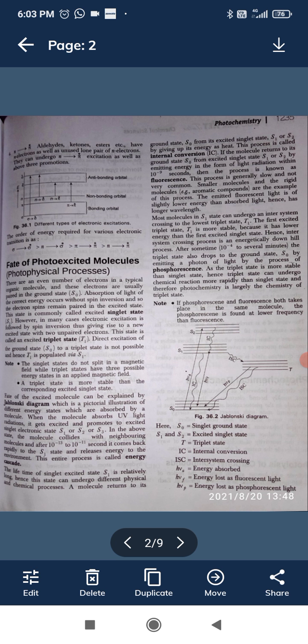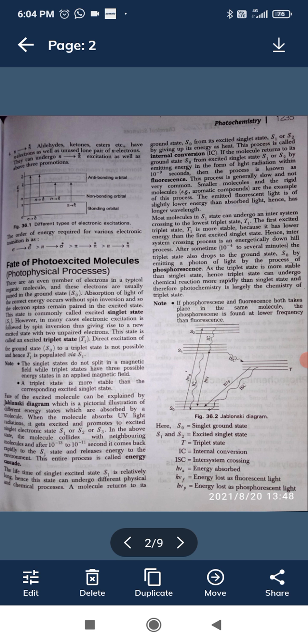So this process is called intersystem crossing. That is, most molecules in the S1 state can undergo intersystem crossing to the lowest triplet state T1. The first excited triplet state is more stable because it has lower energy than the first excited singlet state. Hence, the intersystem crossing, that is the ISC process, is an energetically downhill process.